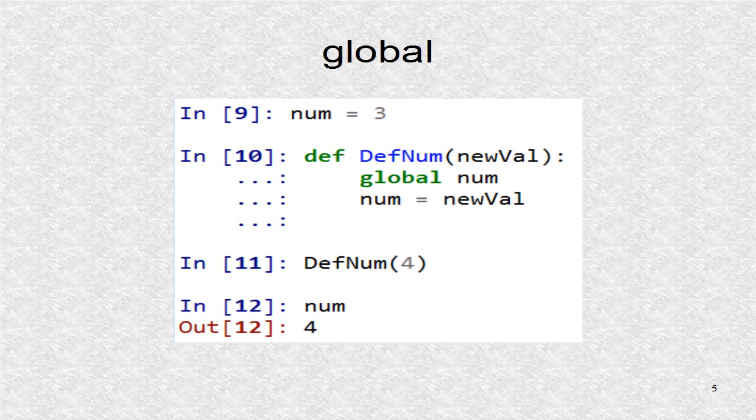5. If we do want to modify a global variable, we have to use the global keyword. Here the global num is modified.